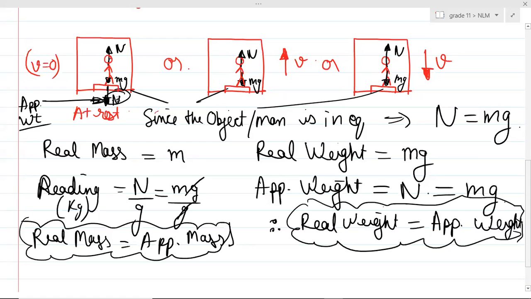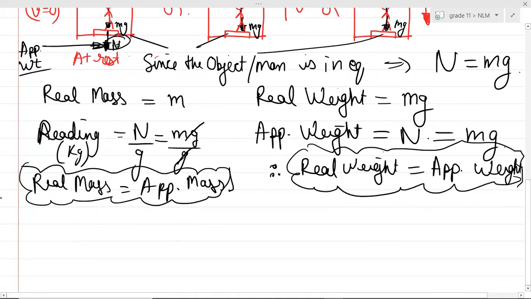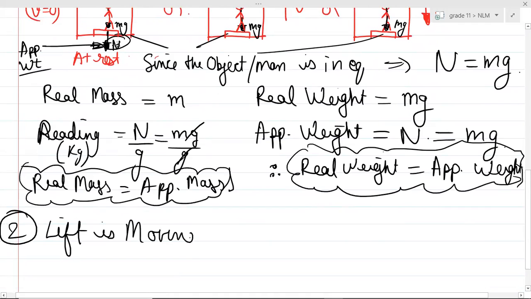Whenever you're done. So done. Now the second case will be when the lift is moving upwards with a certain acceleration.